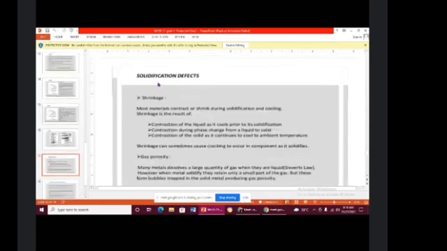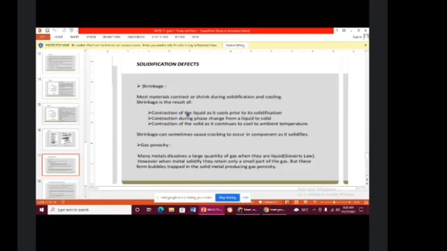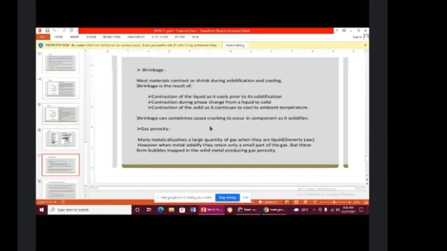So next is solidification defects. Shrinkage. Most materials contract or shrink during solidification and cooling. Shrinkage is the result of three contractions. First is the contraction of the liquid as it cools prior to its solidification. Number two is contraction during the phase change from liquid to solid. Third, and lastly, is contraction of the solid as it continues to cool to ambient temperature. Shrinkage can sometimes cause cracking to occur in the component as it solidifies.